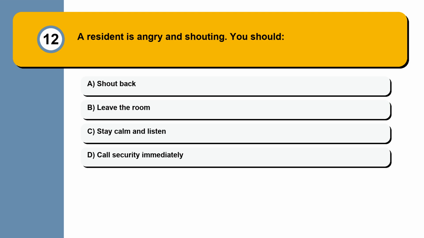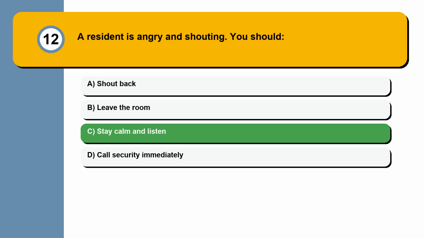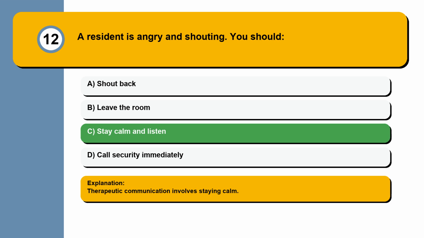Question 12. A resident is angry and shouting. You should shout back. Leave the room. Stay calm and listen. Call security immediately. Therapeutic communication involves staying calm.